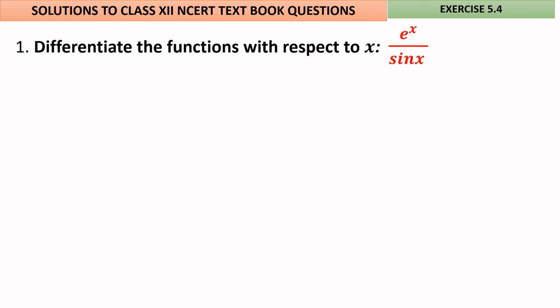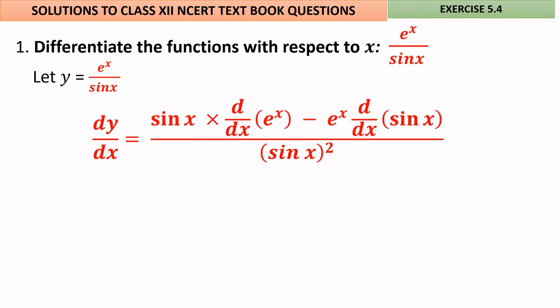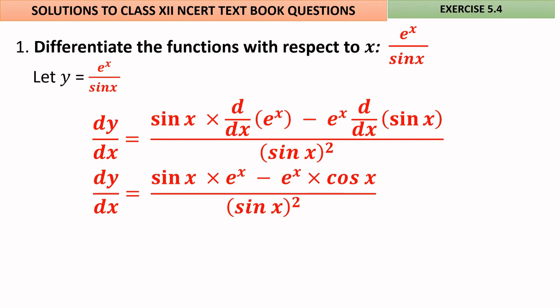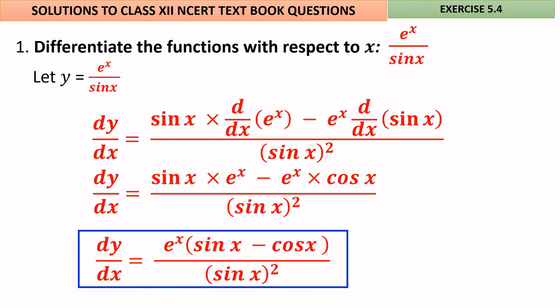Let us move on to questions from exercise 5.4. Question number 1. Differentiate the function with respect to x: e power x upon sin x. We have to use u by v form. You know the formula. It is the denominator squared. Denominator into derivative of the numerator minus numerator into derivative of the denominator. Therefore sin x into differentiation of e power x minus e power x into derivative of sin x. So sin x into e power x minus e power x into cos x. Now you can take e power x outside because e power x is there in both the places. So e power x into sin x minus cos x upon sin square x, or sin x the whole square.